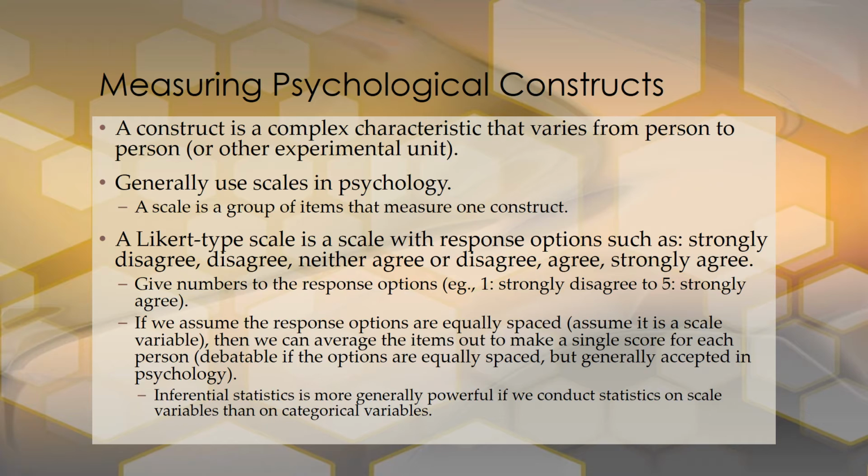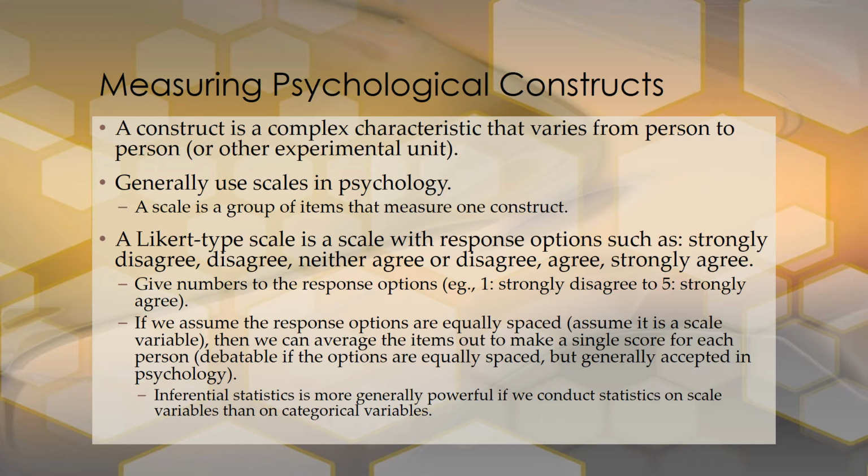Now it's debatable if this is a scale variable or not. To be a scale variable, the categories need to be equally spaced. And some people say they're not really, and some people say they are. So in psychology, you generally treat this as a scale variable, but some people might disagree and want to treat this as categorical. Now, because it's scale, we can average these categories out. So we're giving numbers to these categories, and then we're treating it as scale.